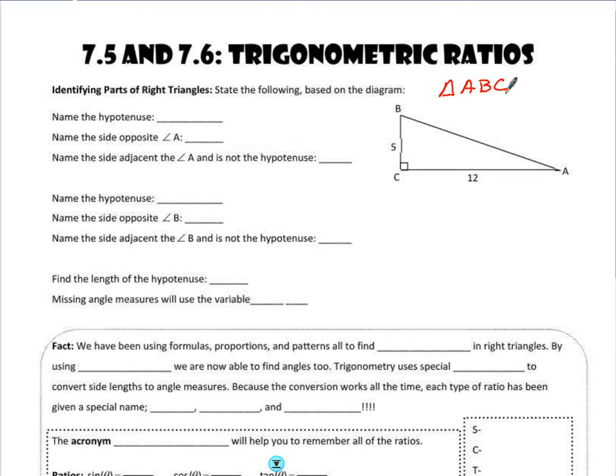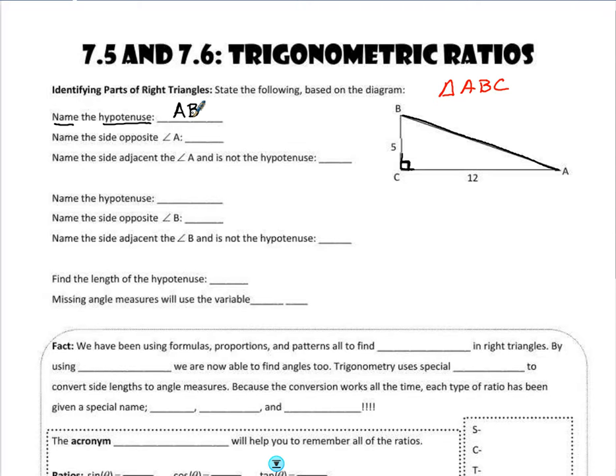The first part they're looking for is the name of the hypotenuse. So we can identify the hypotenuse as the side that is opposite of the right angle of a right triangle. So that side would be this side located right here. The name of it is the vertices that are at the endpoints of that segment. So the name of the hypotenuse would be segment AB or BA.